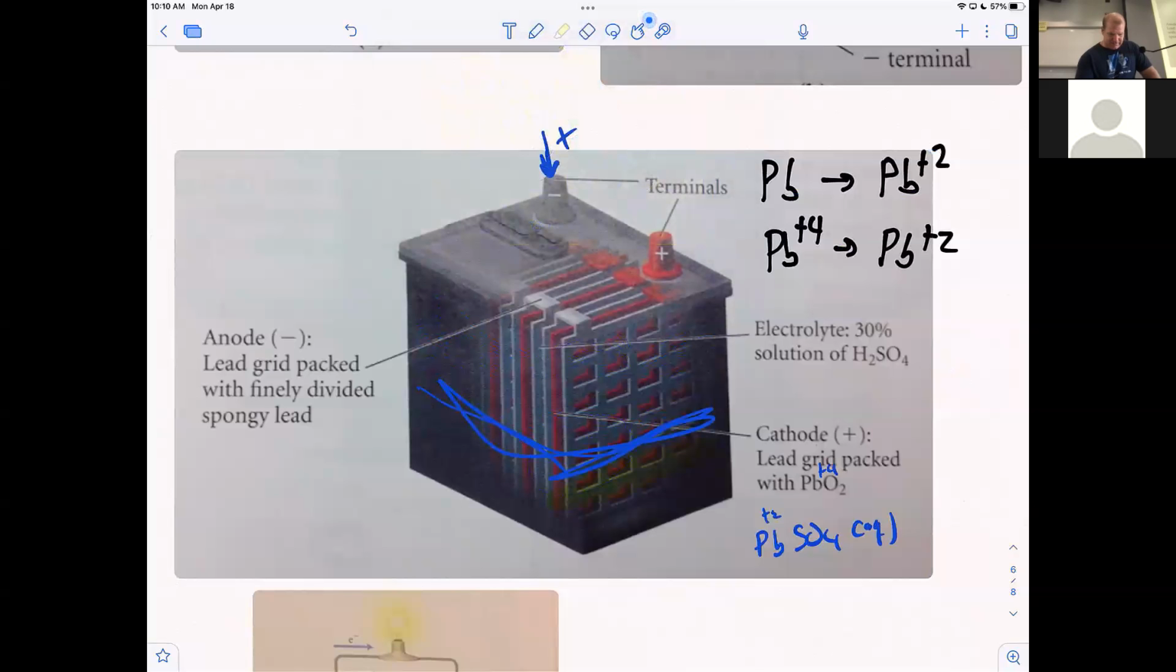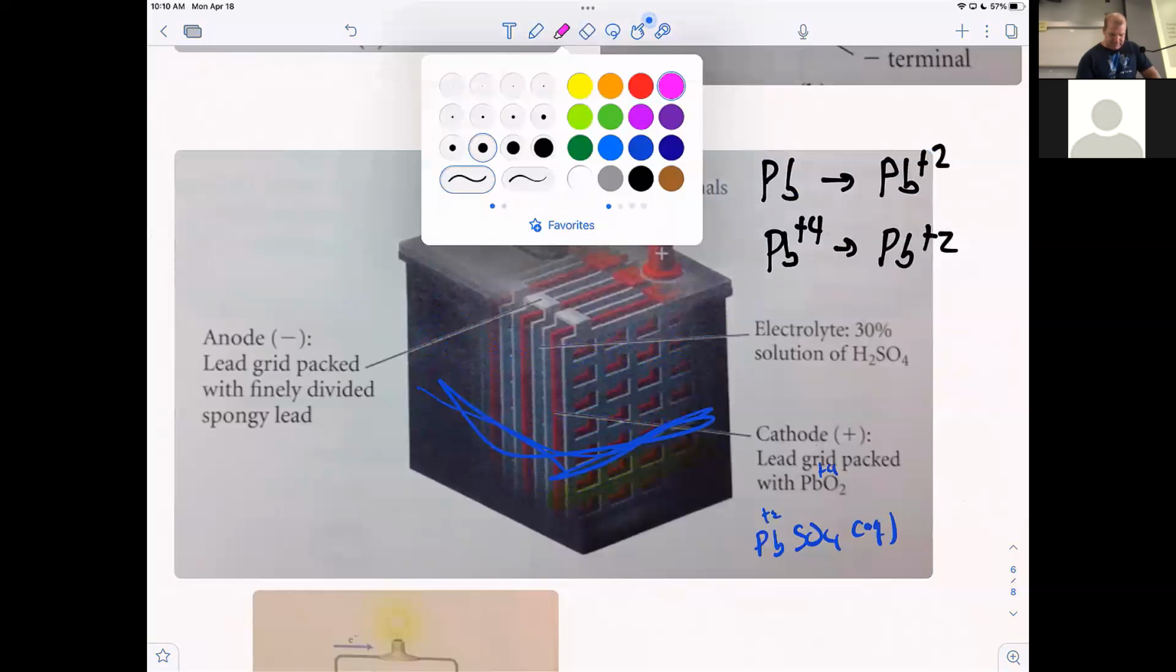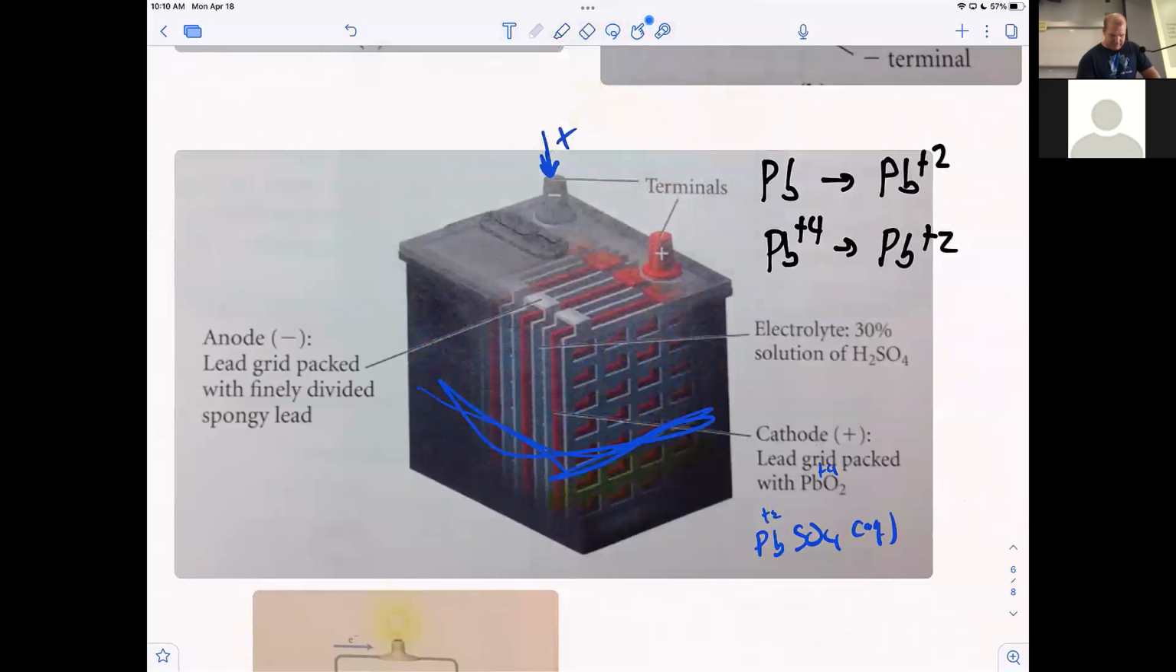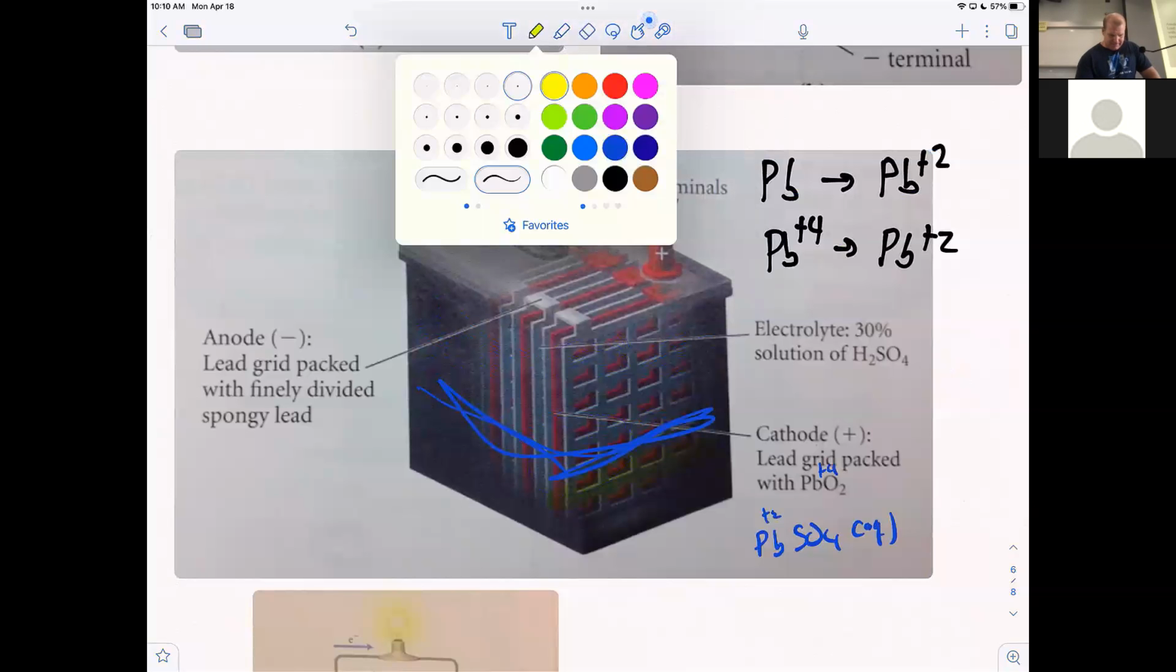Oh, you can't see that. Oh, you can't see pink either. Can you see white? Nope. All right, I'll just have to draw it.